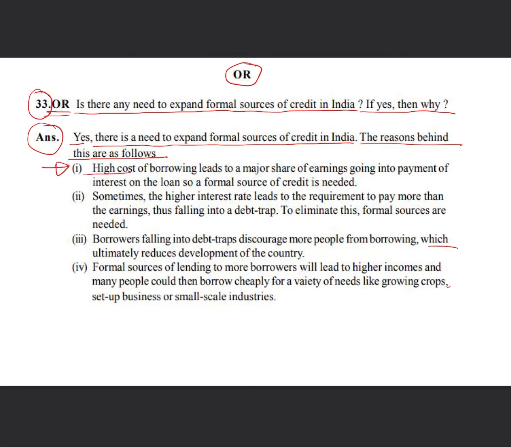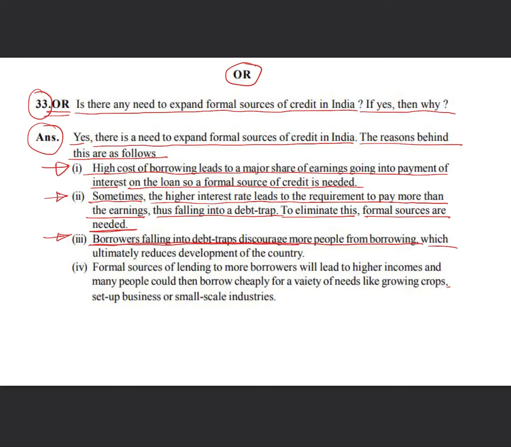First, high cost of borrowing leads to major share of earning going into the payment of interest on loan, so a formal source of credit is needed. Second, sometimes the higher interest rate leads to the requirement to pay more than the earning, thus falling into a debt trap. To eliminate this, formal sources are needed. Third, borrowers falling into debt trap discourage more people from borrowing, which ultimately reduces development of the country.